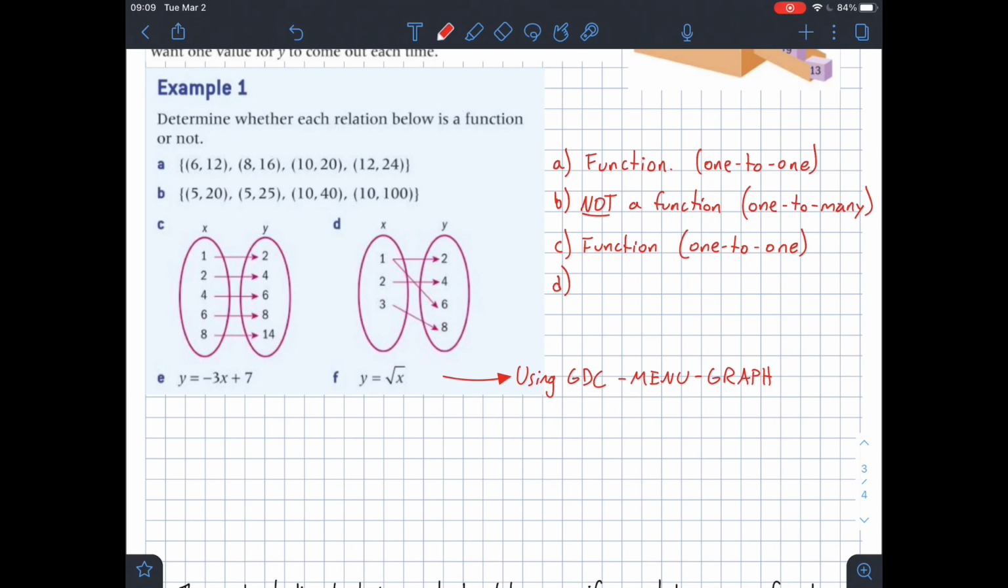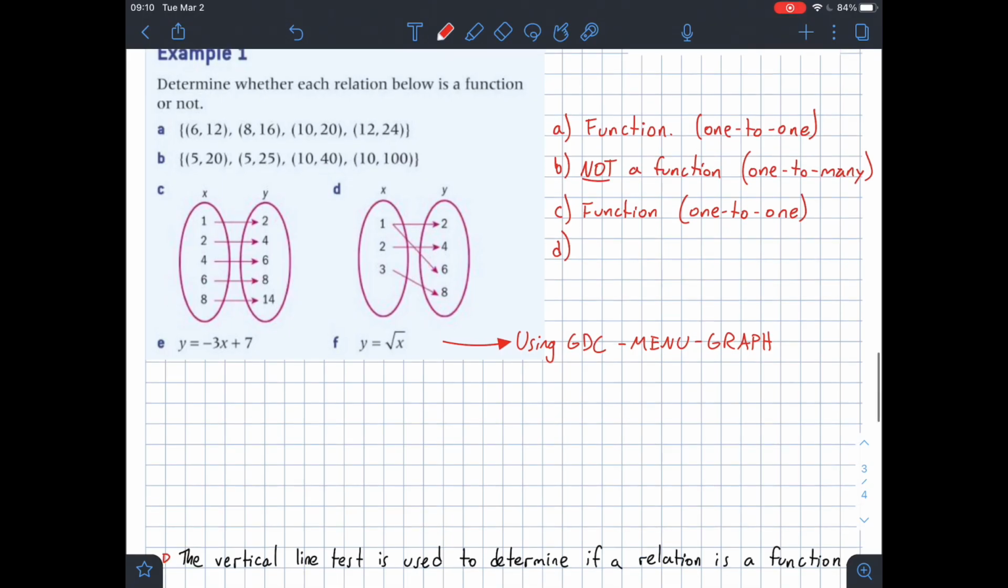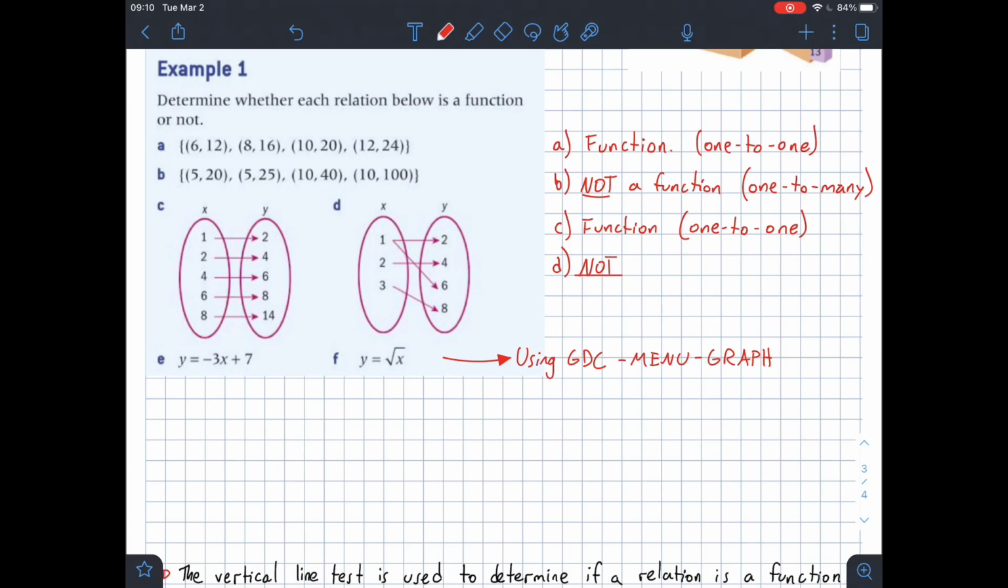Then if we take a look at D, what do you think about D? Is it a function or not? The answer is no, right? Because this is the value of x that is avoiding this to be a function, right? Because for this value of x, we have two outputs, 2 and 6. So this is a case of a one-to-many, again, relation. So this is not a function. Not a function. Parenthesis, one-to-many.